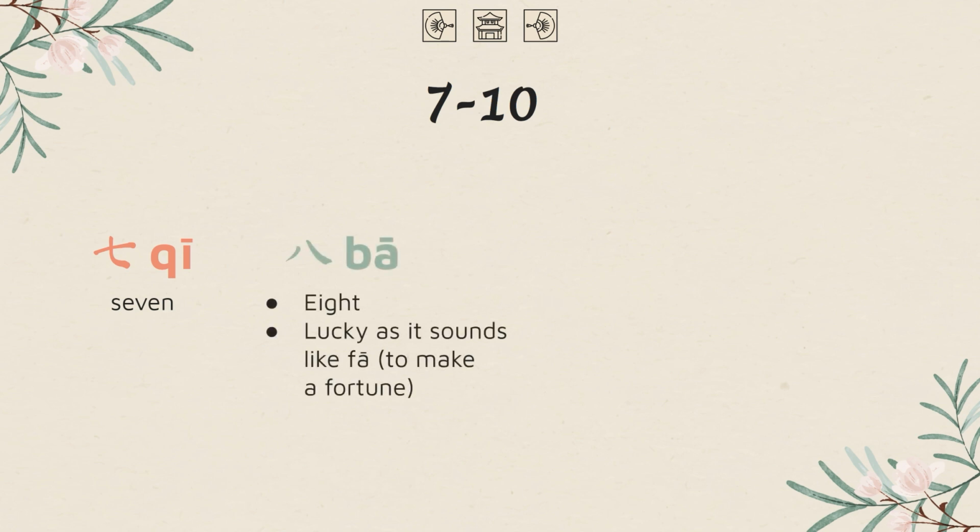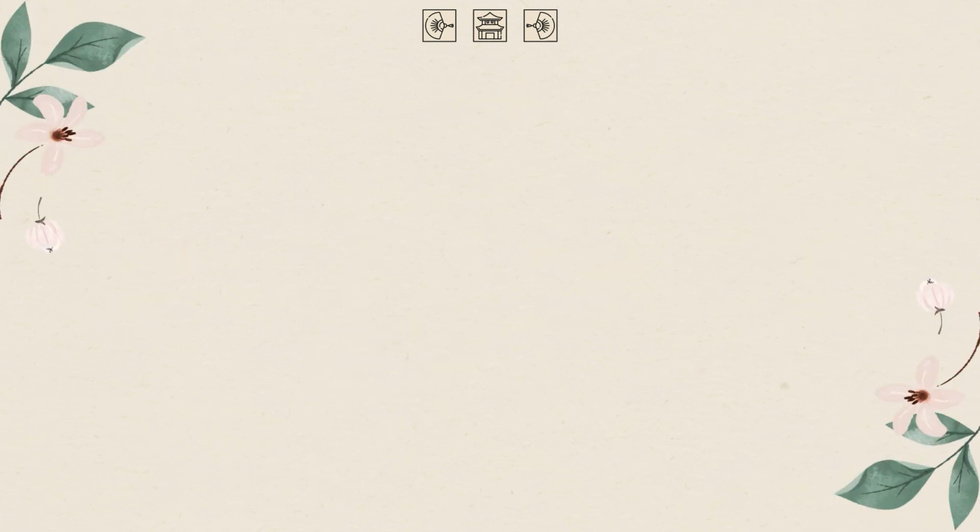8 is a lucky number in Chinese culture because it sounds like the word 发, which means to make a fortune. Next one, 9. 9 for 9. And then 10 for 10. Now let's say them together. 7, 8, 9, 10. So before we move on to larger numbers, let's review 1 through 10.